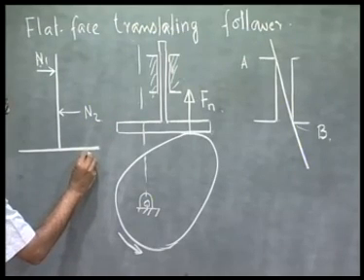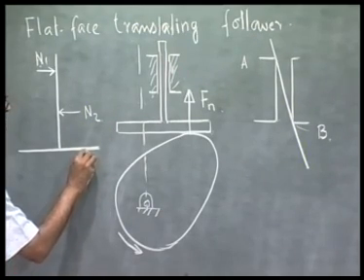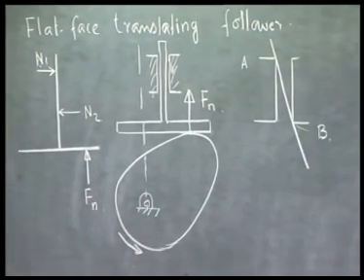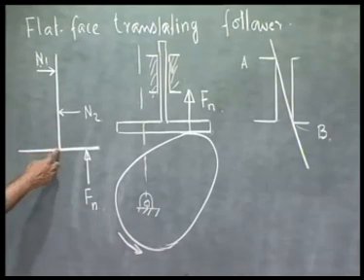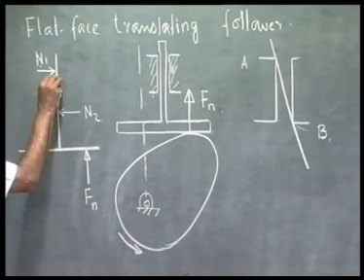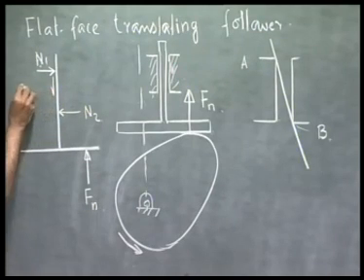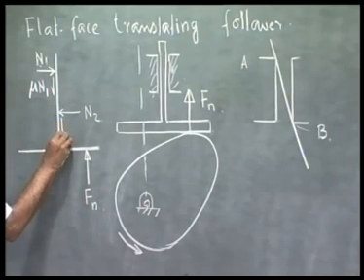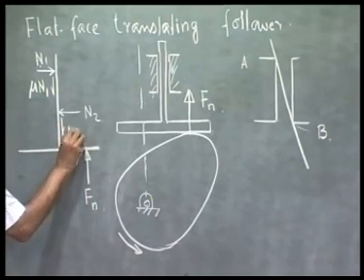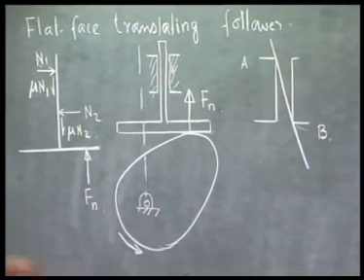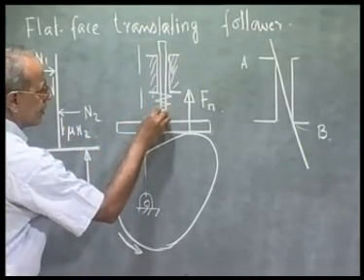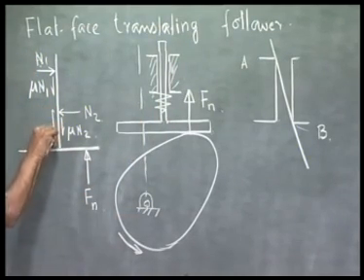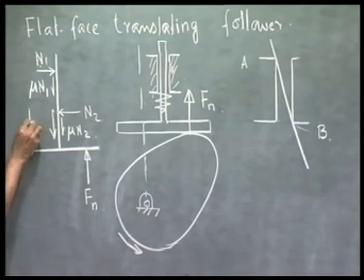Here there is a normal driving force which we call Fn. Because the follower is trying to go upward, the friction forces will be downward, will be mu N1, where mu is the coefficient of friction, and here it will be mu N2, and there is a spring that applies a force downward which we call Fs.